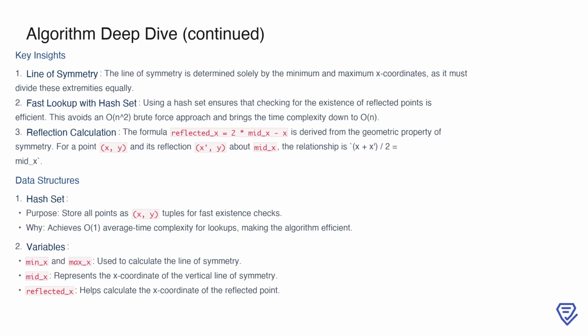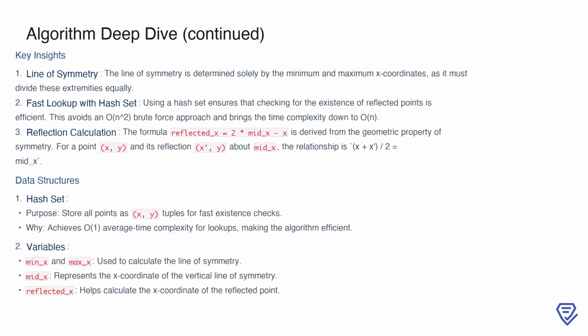To further solidify our understanding, let's highlight some key insights about the algorithm. First, the line of symmetry is determined solely by the minimum and maximum x-coordinates. These values dictate the midpoint, which serves as the dividing line. Second, the use of a hash set is a critical optimization. By storing all points in the set, we achieve O(1) average time complexity for lookups, making the algorithm significantly more efficient than a naive O(n²) approach.